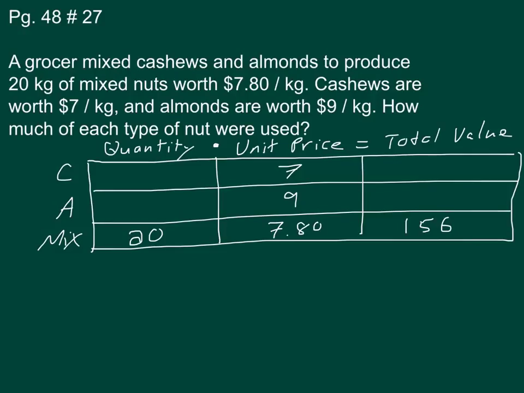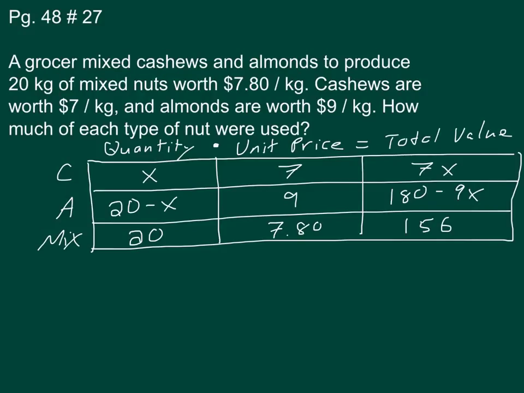Now, as far as the quantity goes, I don't know how much cashews or how much almonds I'm putting in, so I'm going to start with one of them. Say I'm going to put in X kilograms of cashews. The almonds, together with the cashews, have to be 20, which means, like with the investment problems, it's going to be 20 minus X. Now I multiply across. The X kilograms of cashews at $7 a kilogram gives a total value of 7X. Similarly, for the almonds, I get 9 multiplied by 20 minus X. I'm going to use the distributive property now, and I get 180 minus 9X.